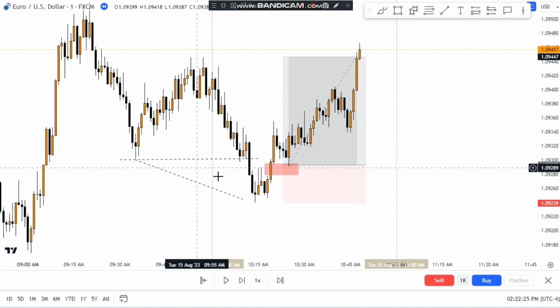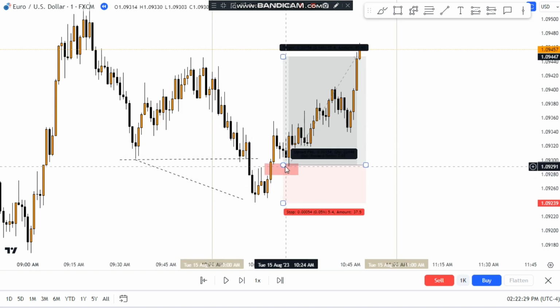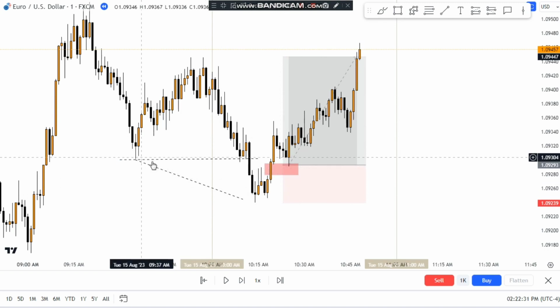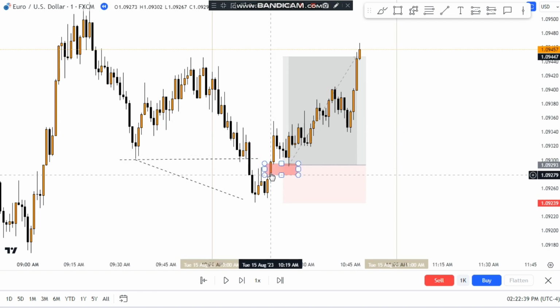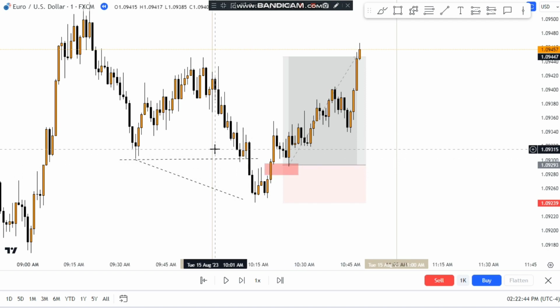Okay, first we got this SMT divergence, and then we got this fair value gap on 1 minute. When there is a clear divergence, you can shift to 1 minute, or else you will go for the 5 minute fair value gap. But there was a clear divergence, so I went for this fair value gap on 1 minute. Now I will show you the example of SPX 500, how I took the trade on SPX 500.